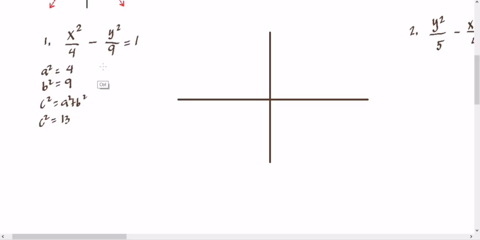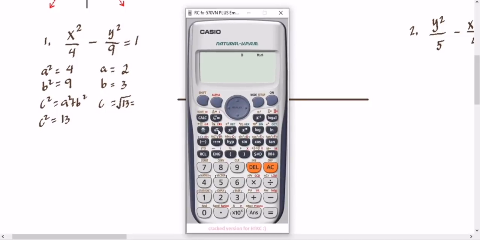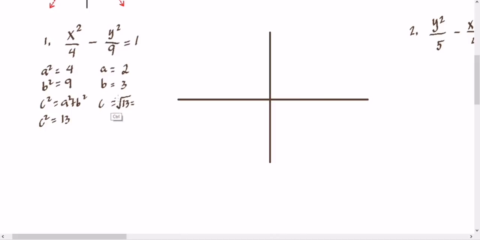Then also, get the values of a, b, and c. Yung a natin, b, tsaka c ay square root ng mga values na to. So, square root ng 4 ay 2. Siya yung magiging a natin. Yung b natin, square root ng 9, that is 3. And then, square root ng 13. That is equal to, calculate natin, 1 decimal place is enough para mas madali natin i-graph. Square root of 13 is 3.6. Okay? So, lagay lang nandito, 3.6.